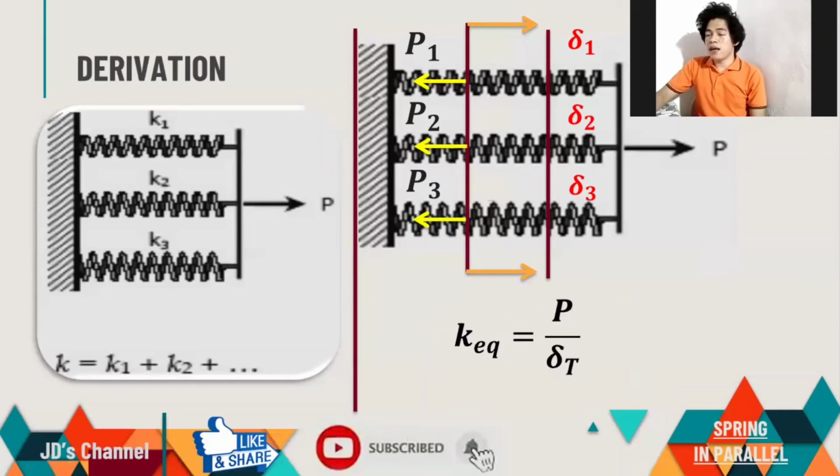And now, to get the K equivalent, ayan. For this time, in parallel, we consider yung ating P naman. So, yung P naman ang ating consider dito. So, para makuha natin yung value ng P, we have the K equivalent times the ating delta.